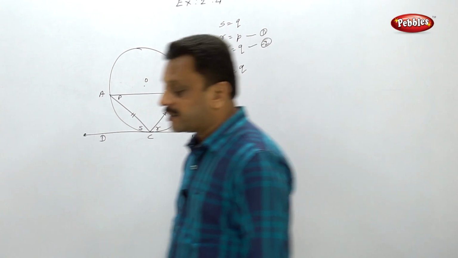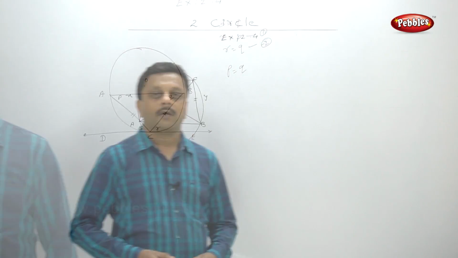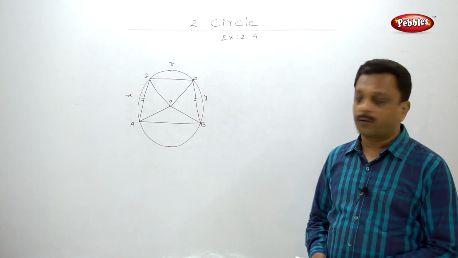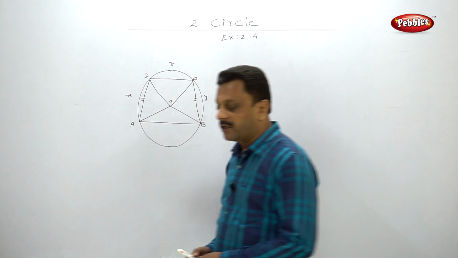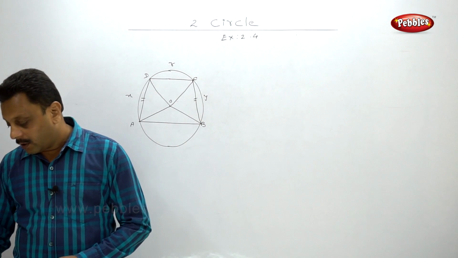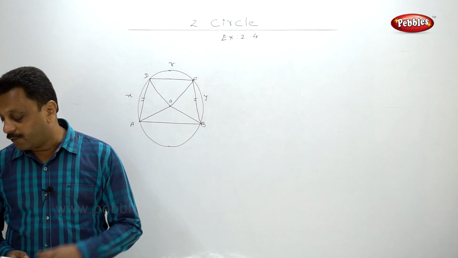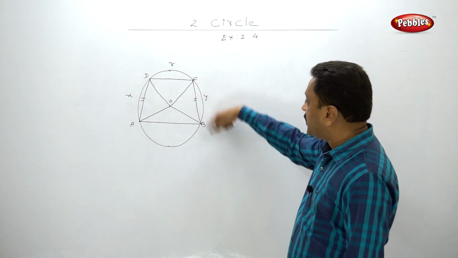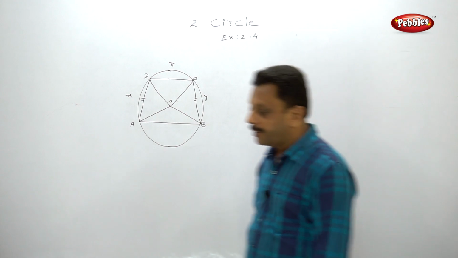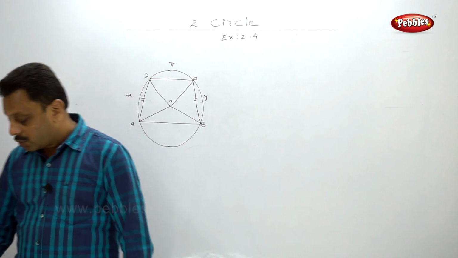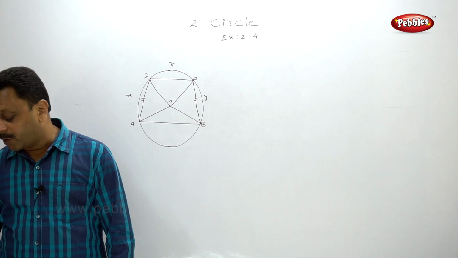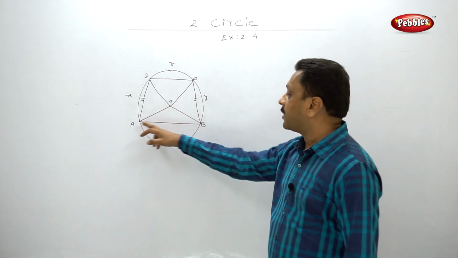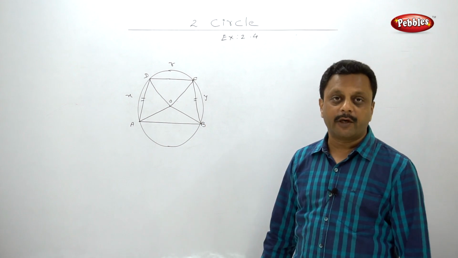Let us go to the next example. Problem number 3 of exercise 2.4. The figure is given something like this. We'll read the problem. In a cyclic quadrilateral, if one pair of opposite sides is congruent, they are given AD and BC as congruent sides, then show that the other pair of opposite sides is parallel. We have to show that DC is parallel to AB.